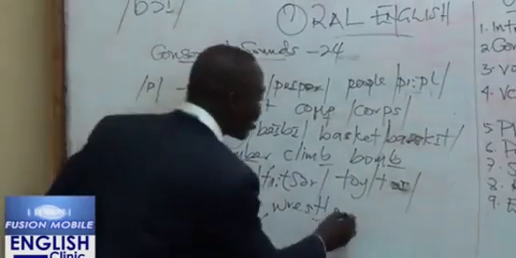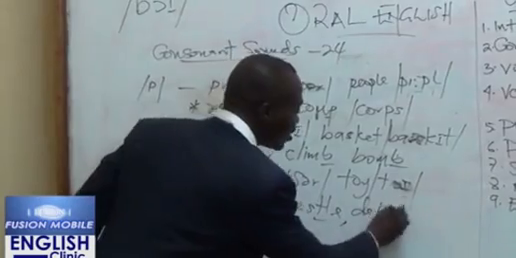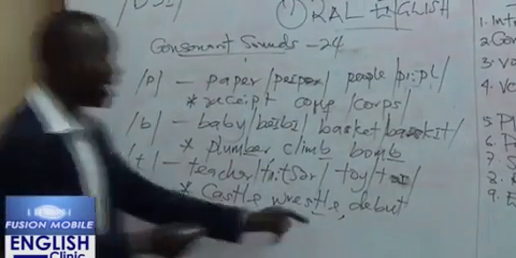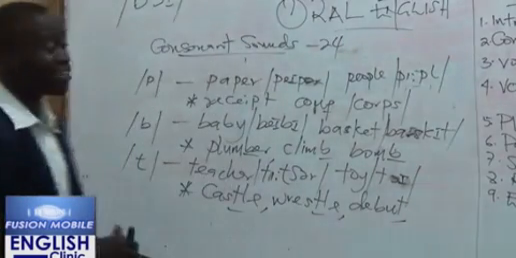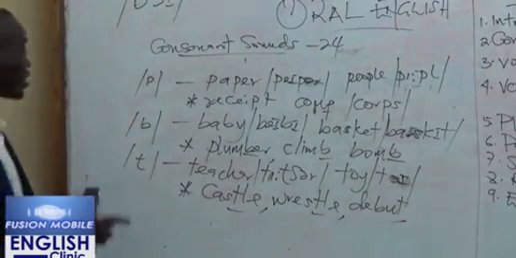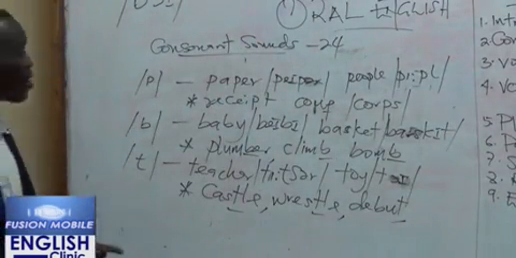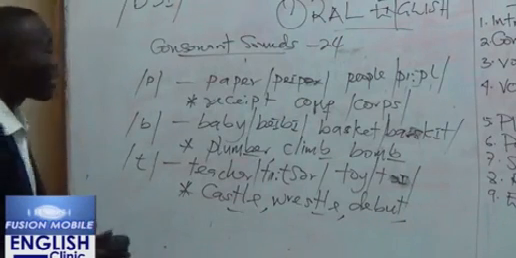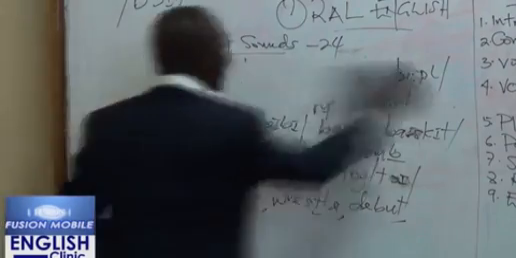In a word like D-E-B-U-T, it's not "debut" with the T sounded, but "debu". The T is silent. So when you have a letter, it is very possible that you may not pronounce that particular sound. We say those sounds are silent.